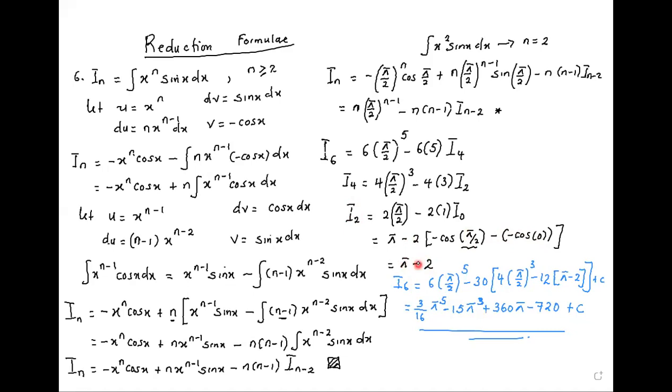Then we go back to I6 and substitute I4. As we substitute I4, so we'll say 6 pi over 2, 5 minus, this is just 30 I4, but we know what I4 is. I4 is 4 pi over 2, 3 minus 12 I2. But I2 is just pi minus 2. So we substitute pi minus 2 and close. Then we start expanding this one now.